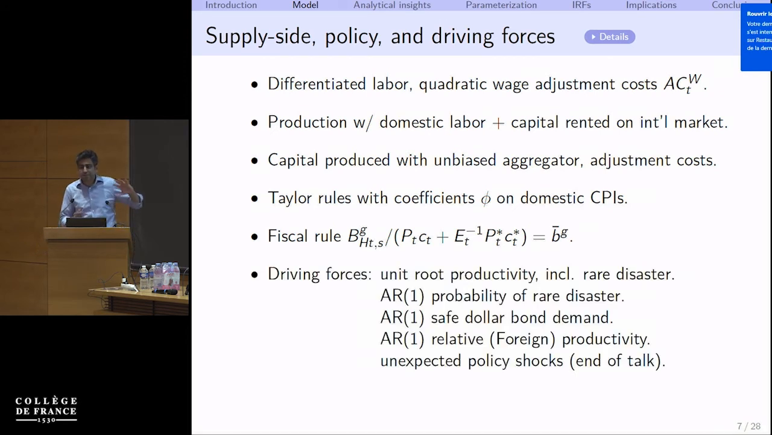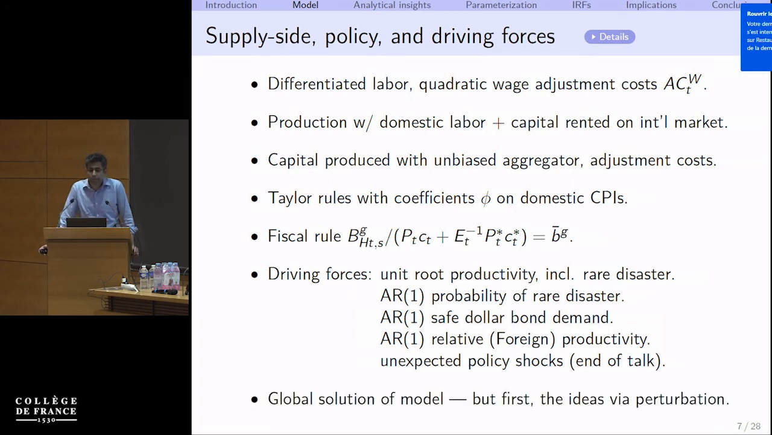So just to summarize, in a quantitative model, there's going to be a number of driving forces. Again, the goal is to have something that is close to the frontier of open economy models so that we can see how important these shocks are. So we're going to have a unit root productivity process, including a rare disaster, a time varying probability, so the model has meaningful variation in risk premia, time variation in omega, the demand for safe dollar bonds. We also have relative productivity shocks, and we're going to have unexpected policy shocks at the end of the talk, as I mentioned. The model is going to be solved globally when we get to the quantification, but first I want to communicate the main ideas via perturbation.